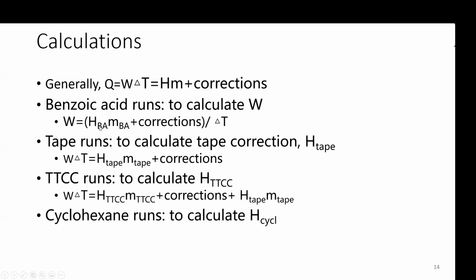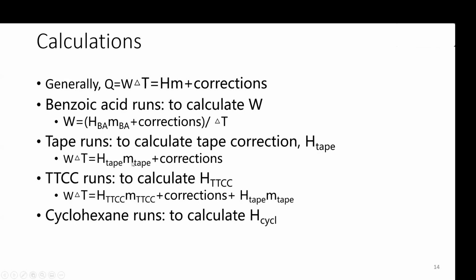Basically, W equal to H, that's benzoic acid, times the mass of benzoic acid plus corrections, divided by delta T. We also have tape runs, which is to calculate the tape corrections. H tape, so H is here. So the H tape will show up in this equation, the W times delta T equal to H tape times the mass of the tape.